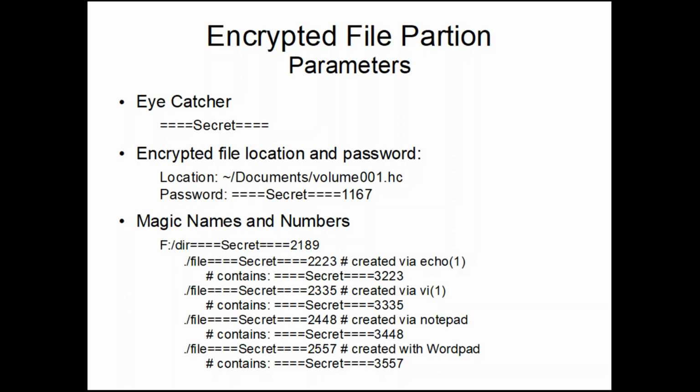Each of these files is going to contain a different secret. The first 2 are going to be created through some standard Unix tools that are part of Cygwin. The first one is the echo command, which is actually part of the bash shell, built right in. Then a very commonly used Unix Linux editor called VI. The last 2 are going to be created with some common Windows tools, namely Notepad and WordPad. So let's jump on over to the VM.